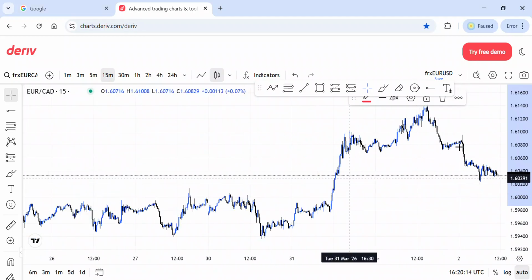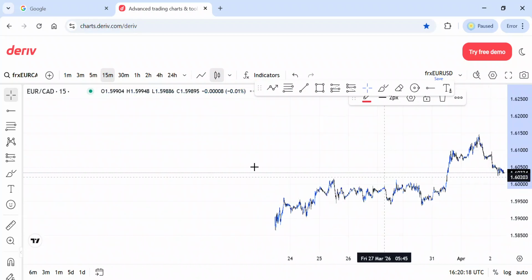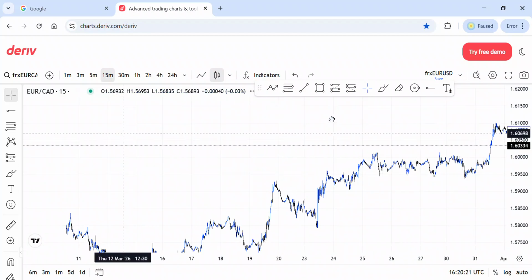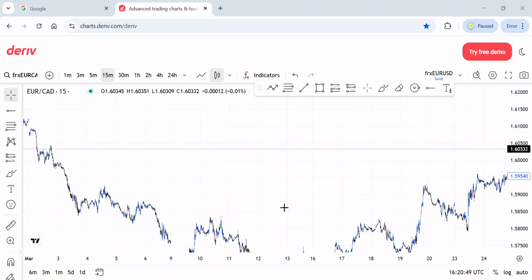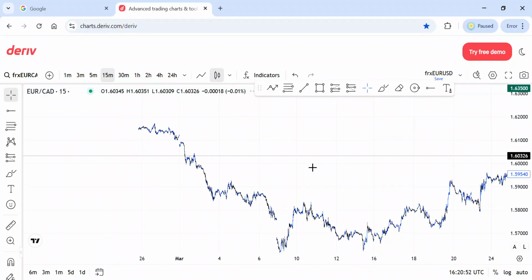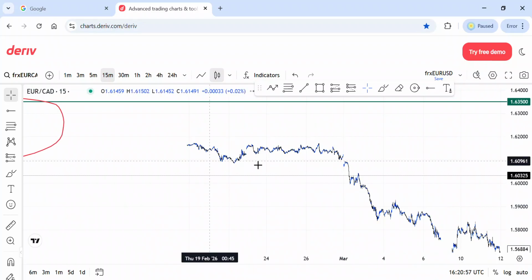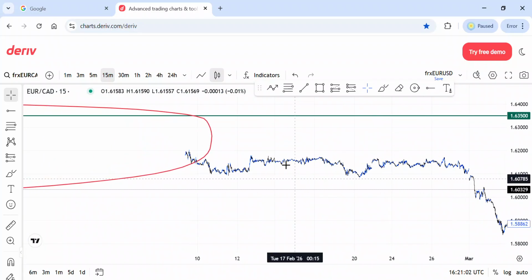All right, so I hope the chart brings it on anyway. And if the chart is not bringing it on, we might decide to make use of 30 minutes time frame.